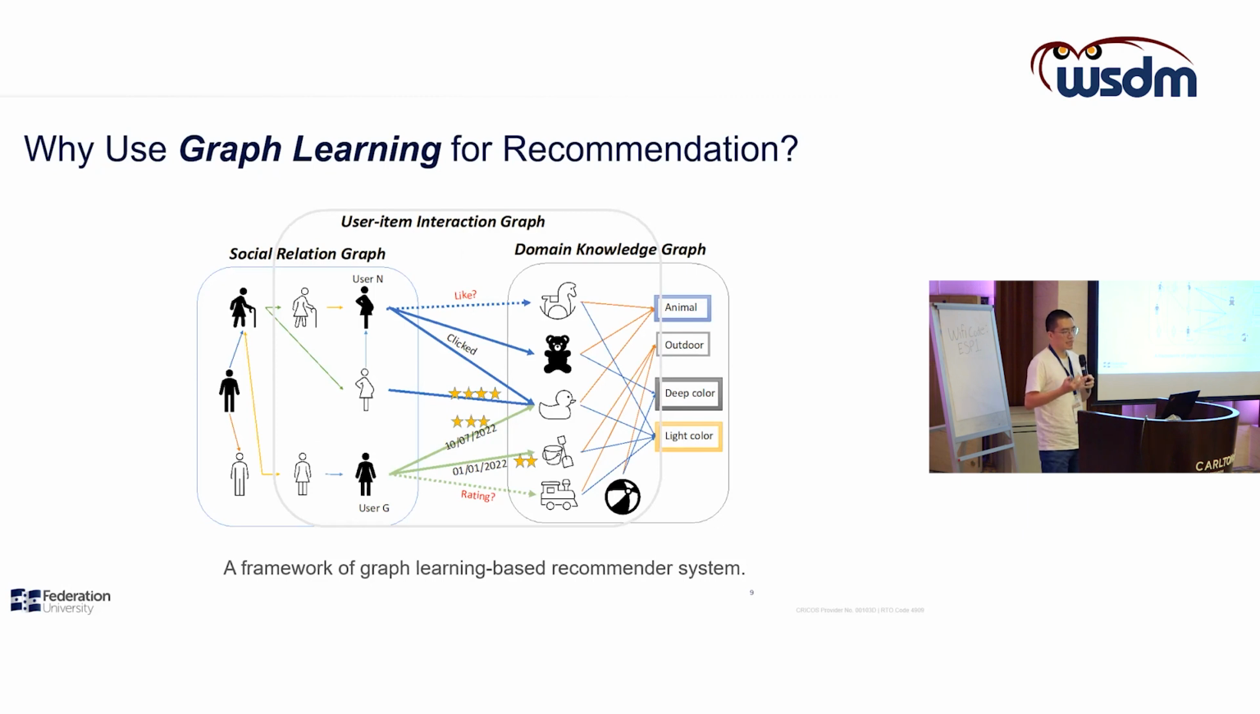As we can see, based on the users' relations and interactions, we can build a social relation graph. On the right side, based on the items' attributes, we can also build a domain knowledge graph based on their different attributes and common attributes. Combining these two graphs, we can further develop a user-item interaction graph. Based on the click history, such as for user M, we can predict whether this person would like to choose the toy or not. Also, based on the purchase history and rating history, we can predict the user's rating on purchased items, to further generate the recommendation list.